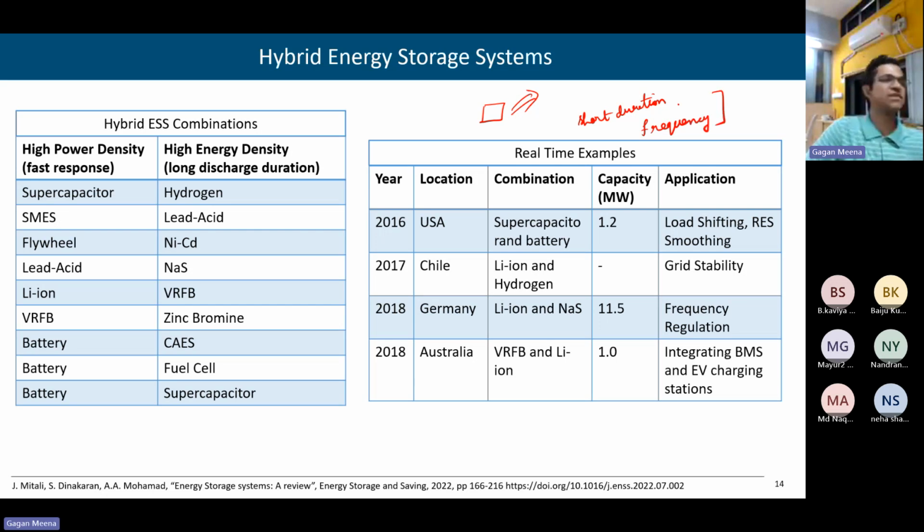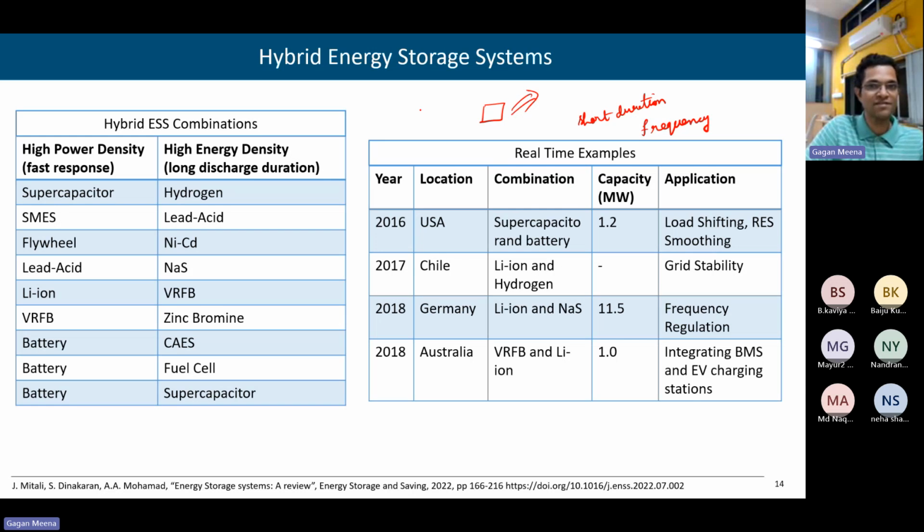You can say intermittency is quite high here. And we know that charging and discharging cycles are limited for any battery, and if we have frequent charging and discharging, it degrades the battery and its life reduces.